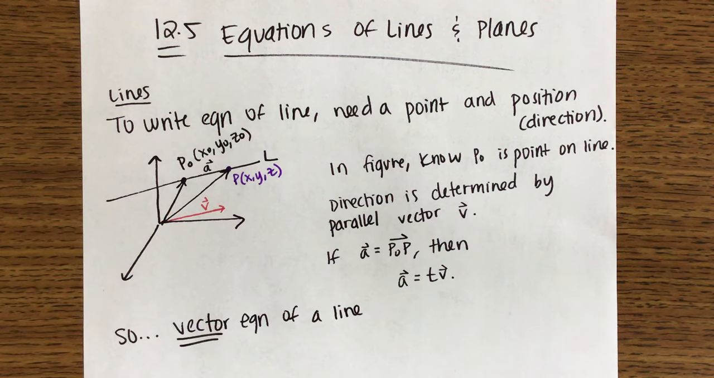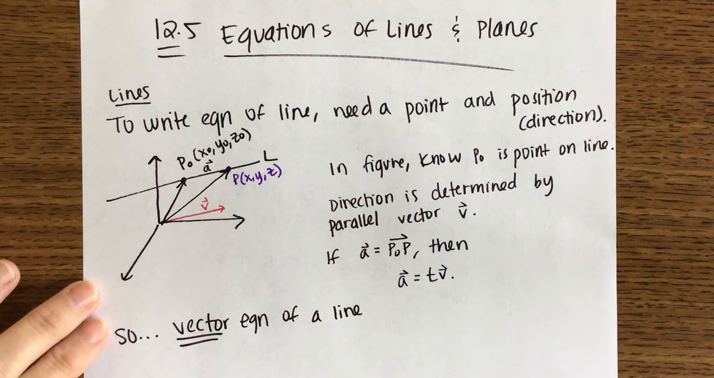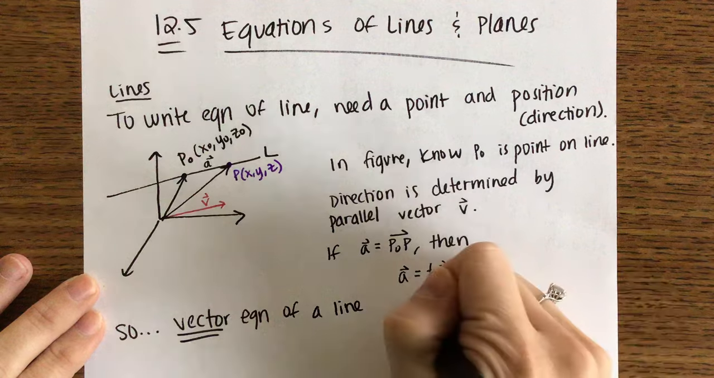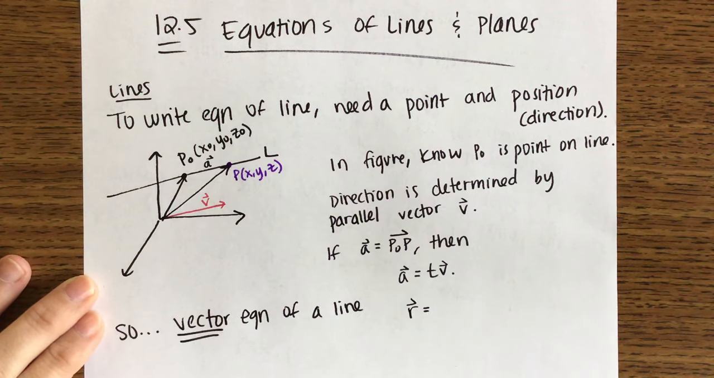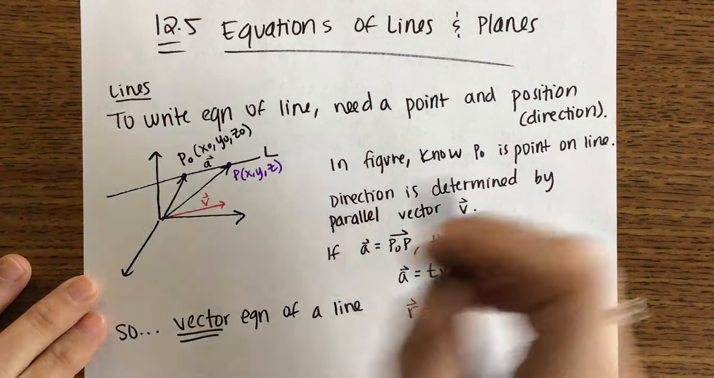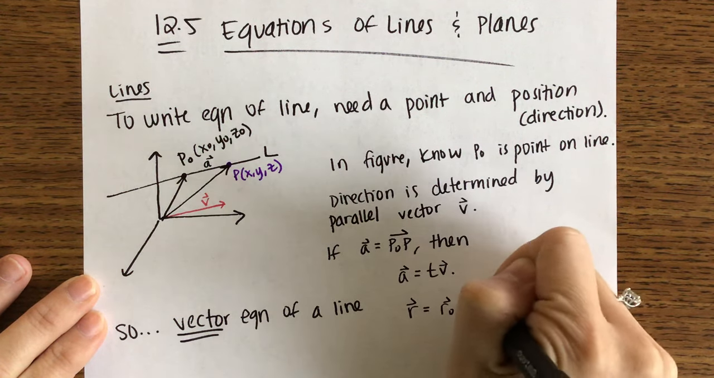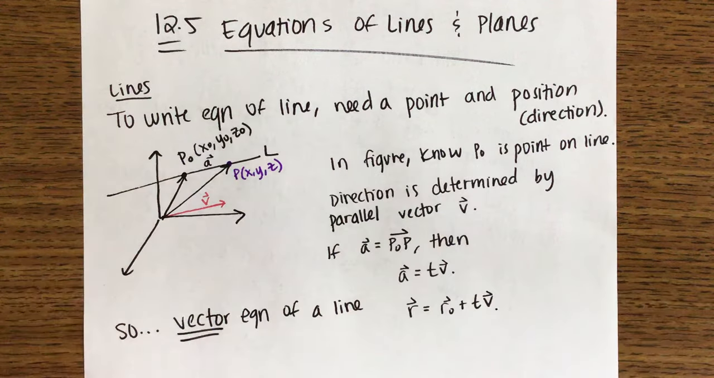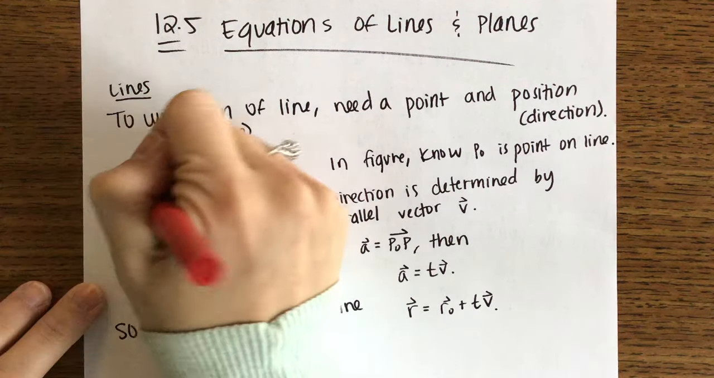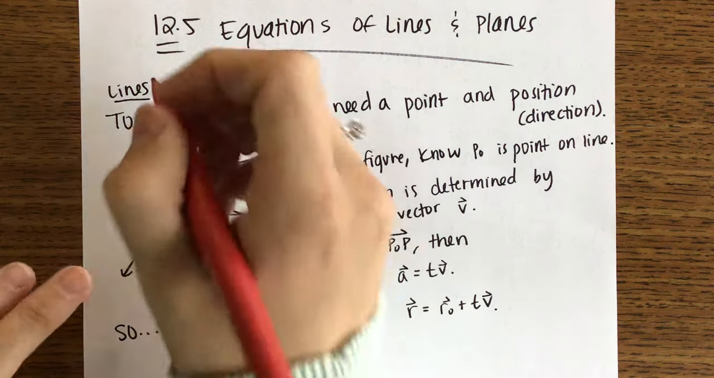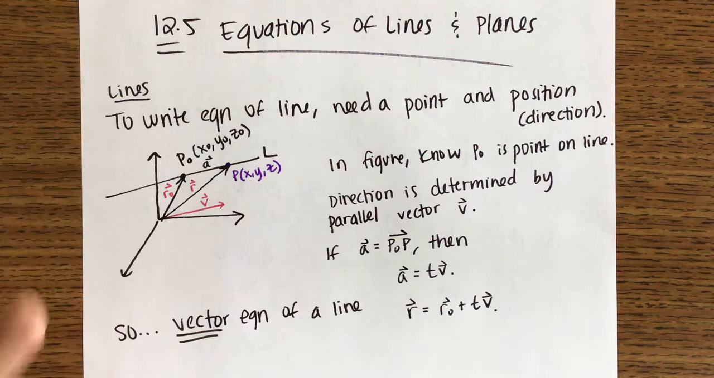You will be learning 3 different forms of writing a line. First one is a vector. They're all related. Vector equation of a line is going to be R equals R naught plus T times V. This is the R naught. So R naught is the vector that goes to the point that we know. R is this vector right here.